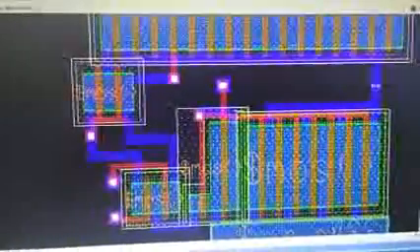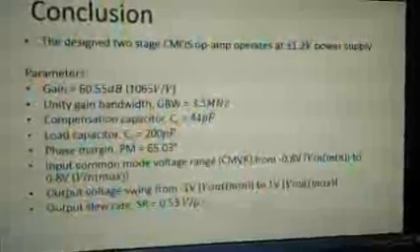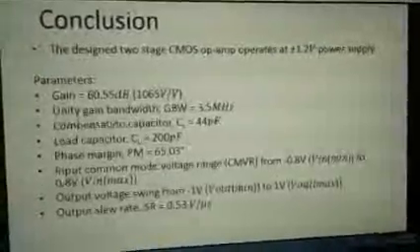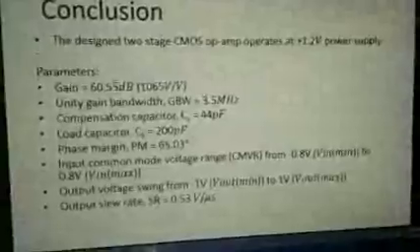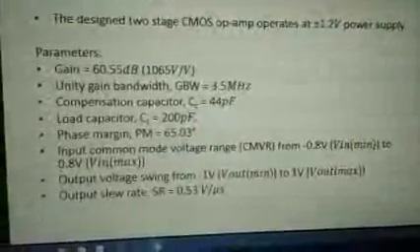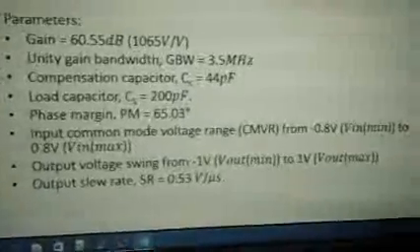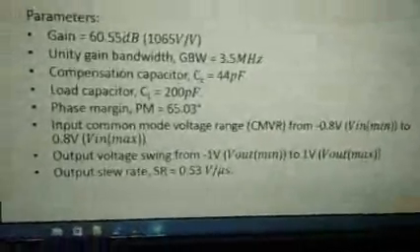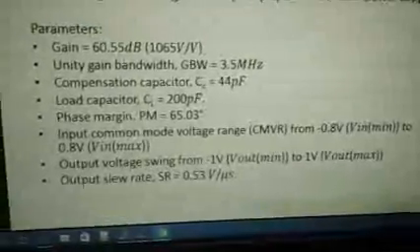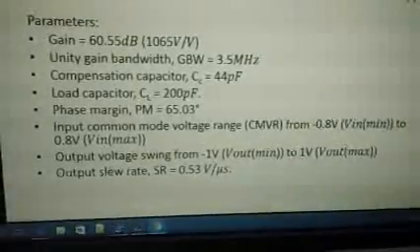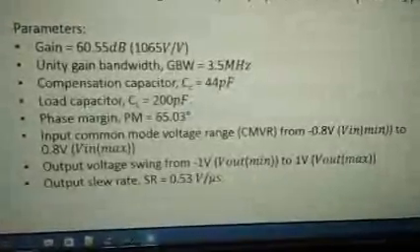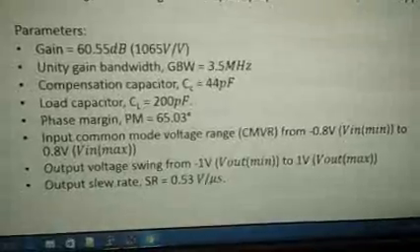In conclusion, the designed two-stage CMOS op amp operates at a plus minus 1.2 volt power supply. For the parameters that we gain from the simulation, the gain is 60.55 dB, which is 1065. For the unity gain bandwidth, it is 3.5 MHz.